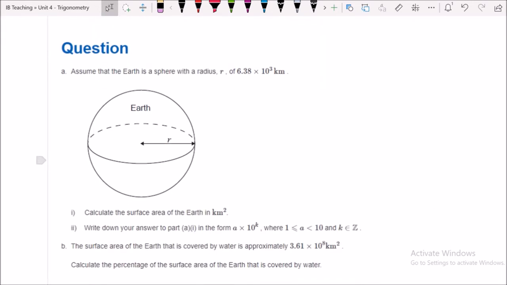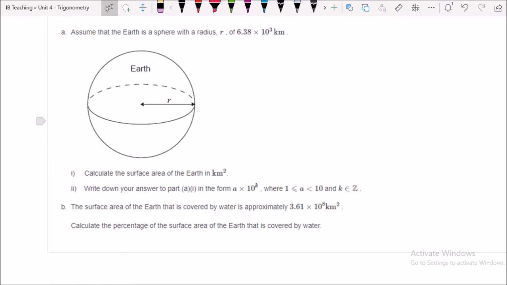Okay, let's try another question. This one's going to be about the Earth. That's where I am today. Is that where you are today? Hopefully.